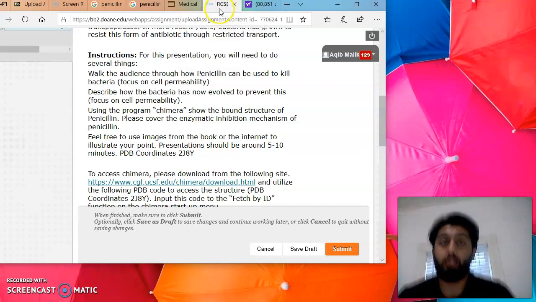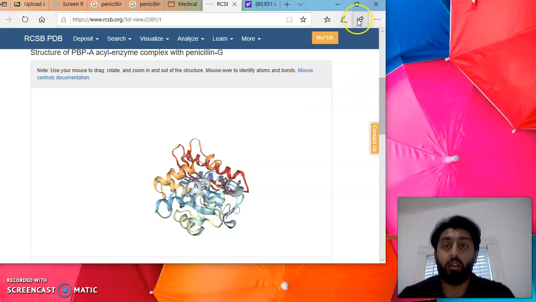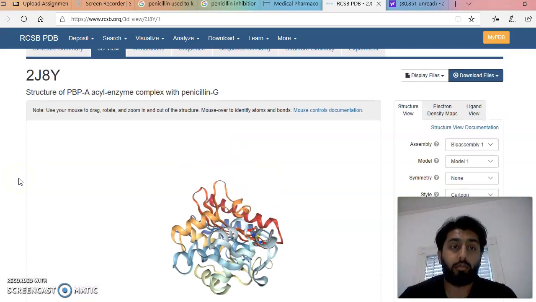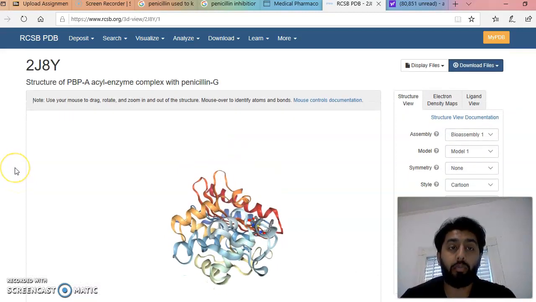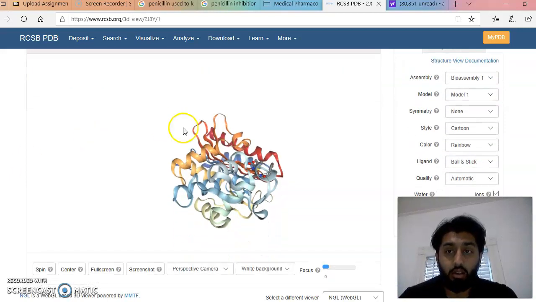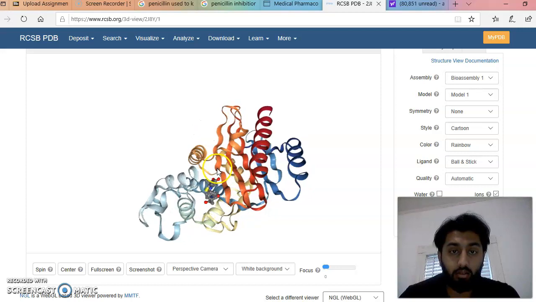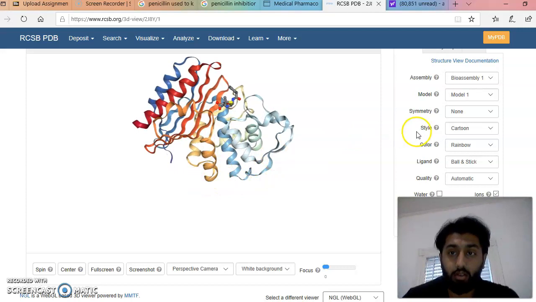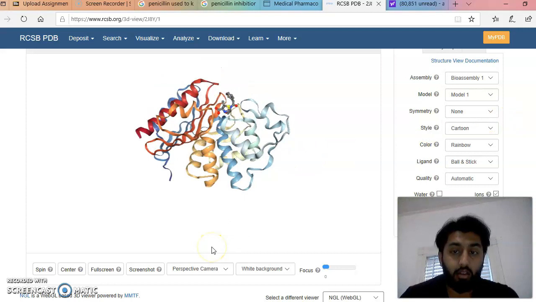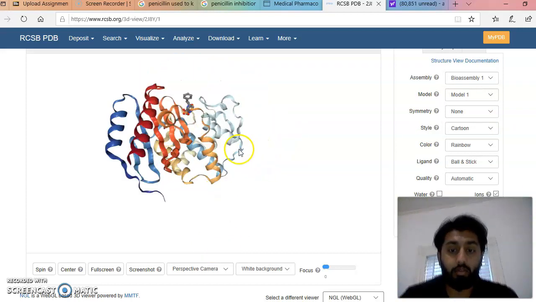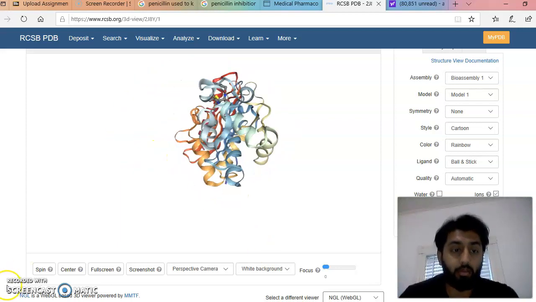Okay, we'll start off by showing the structure of PBP, an acyl enzyme complex with penicillin G. As you can see, let's rotate this around. The structure, the symmetry, there's none, and yeah, that is the structure. As I can spin it around.